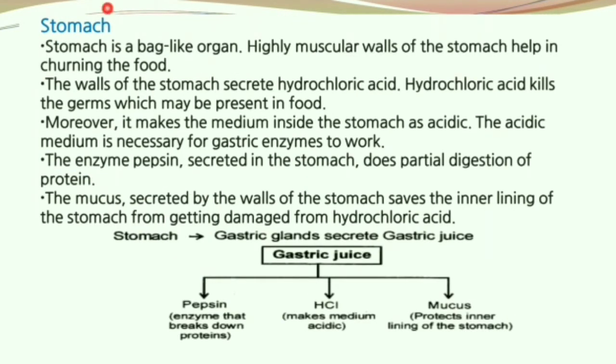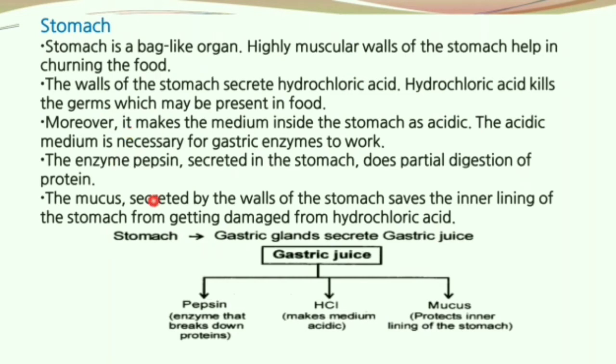Now let's talk about the stomach. The stomach is a bag-like organ. Highly muscular walls of the stomach help in churning the food. The walls of the stomach secrete hydrochloric acid. Hydrochloric acid kills the germs which may be present in the food. Moreover, it makes the medium inside the stomach acidic. The acidic medium is necessary for gastric enzymes to work.